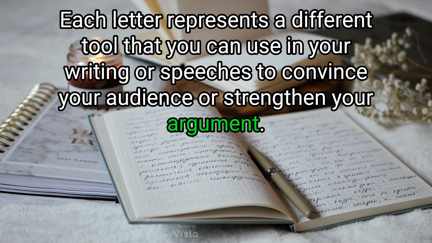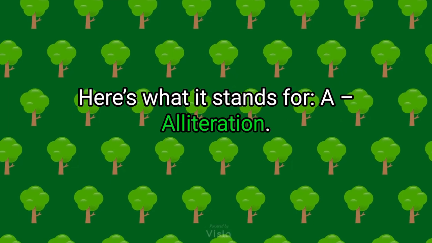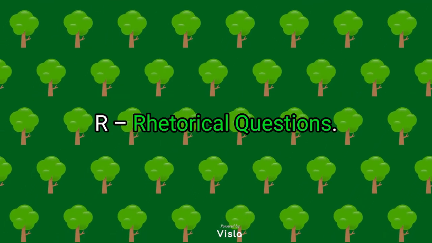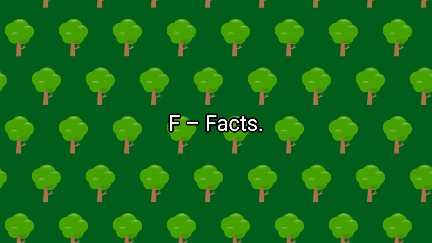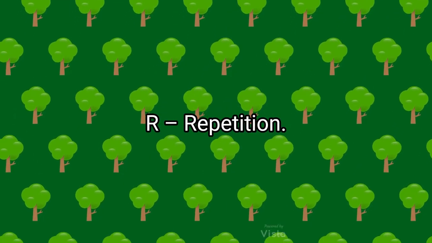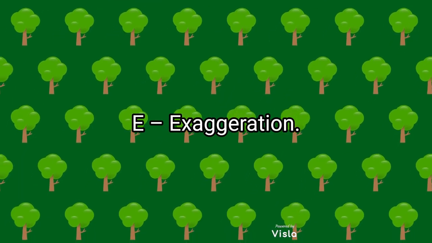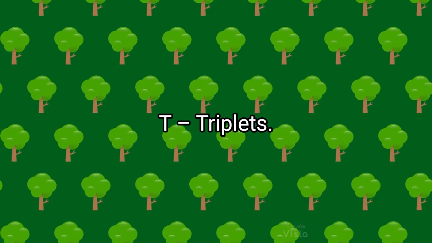A RIPE FOREST is an acronym that stands for Key Persuasive Techniques. Each letter represents a different tool that you can use in your writing or speeches to convince your audience or strengthen your argument. Here's what it stands for. A: Alliteration. R: Rhetorical questions. I: Imagery. P: Personal pronouns. E: Emotive language. F: Facts. O: Opinions. R: Repetition. E: Exaggeration. S: Statistics. T: Triplets.